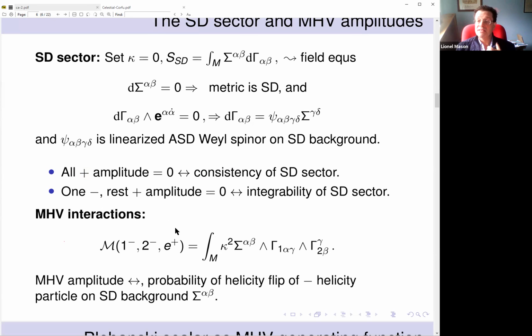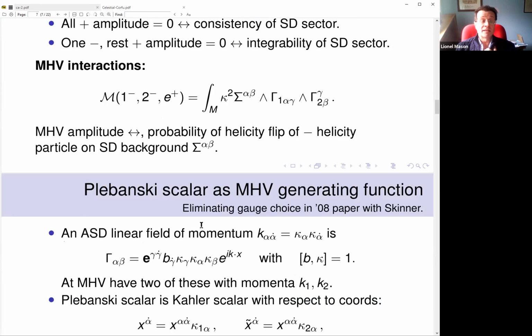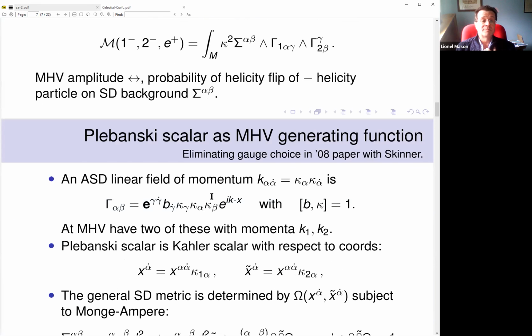So I don't know if that makes sense. Yeah. So here we're working with the Einstein-Hilbert action.